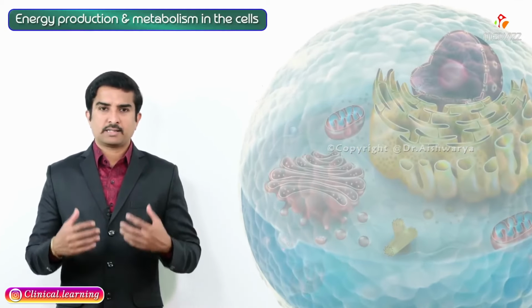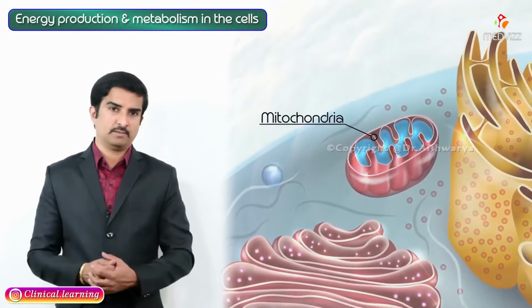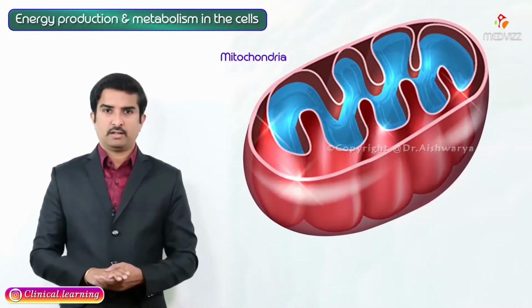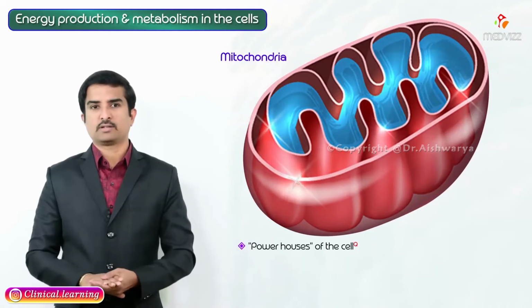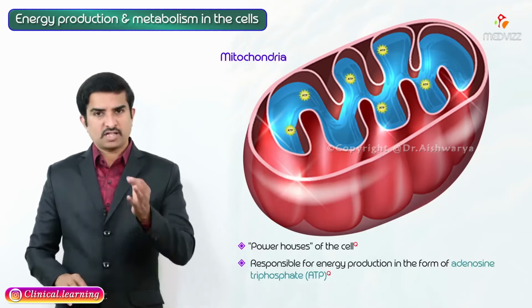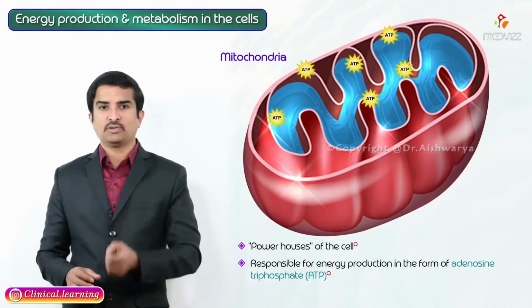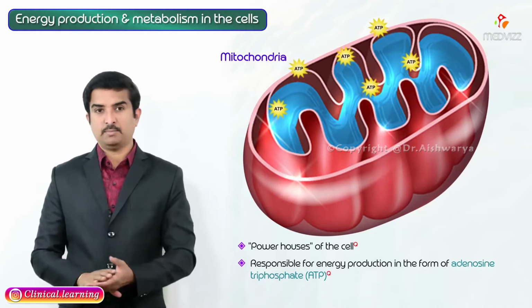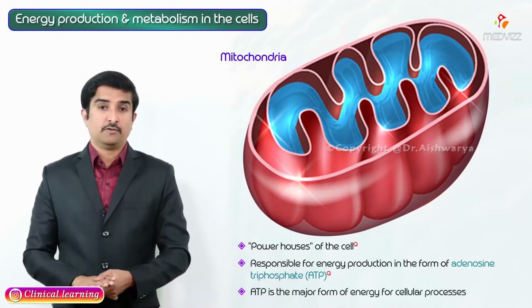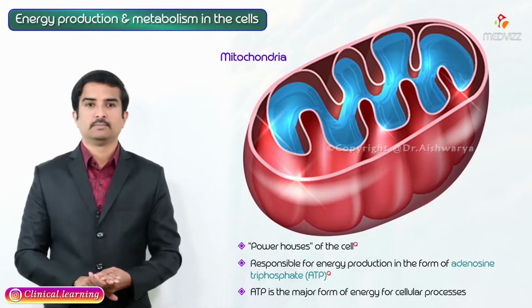Here, let's clear the concept regarding the mitochondrial function inside the cell. We all know that the mitochondria are called the powerhouses of the cell, and these are the organelles which are responsible for energy production in the form of adenosine triphosphate, known as ATP, which is the major form of energy for various metabolic processes inside the cell.